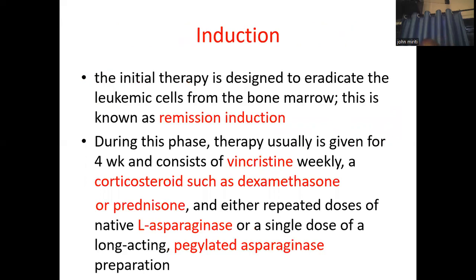So the induction type of management in this case is that the initial therapy is designed to eradicate the leukemia cells from the bone marrow, and this is called remission induction. During this phase, the therapy is usually given for 4 weeks and consists of weekly vincristine, a corticosteroid such as dexamethasone or prednisone, and either repeated doses of native asparaginase or a single dose of a long-acting pegylated asparaginase preparation.